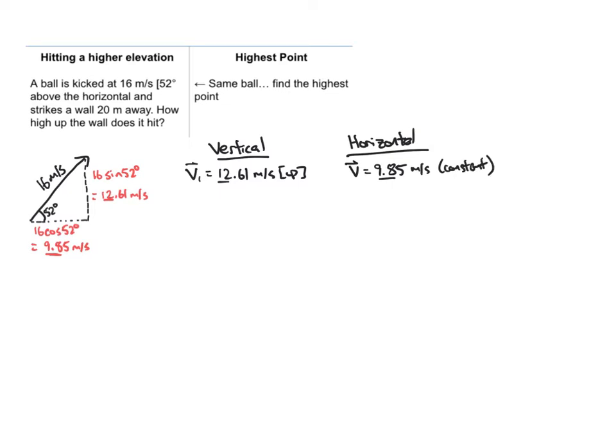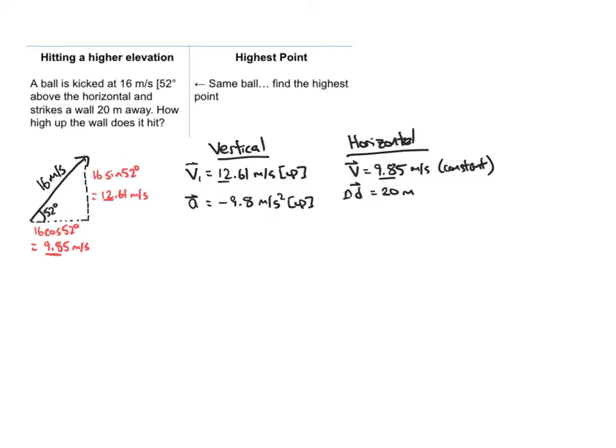Okay. Reading the question, this ball strikes a wall that is 20 meters away. So the wall is 20 meters away. That is a horizontal value. That would be the displacement, 20 meters. And then vertically, since it's a projectile, I can record my acceleration due to gravity of negative 9.8 meters per second squared up.